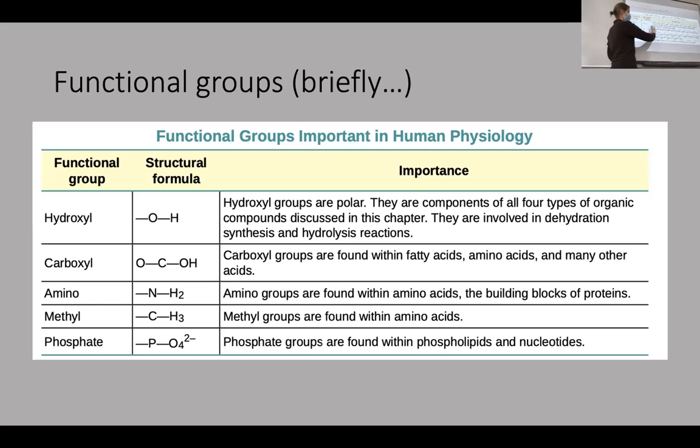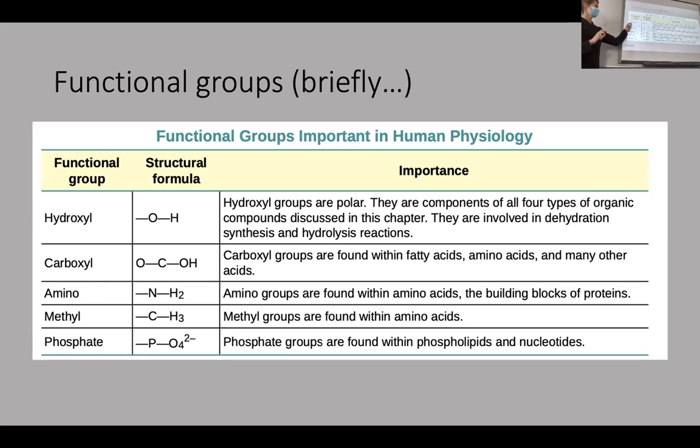The importance over here, if that helps you remember something about their structural formula or their name, that's for your knowledge, but I'm not going to ask you specifically the characteristics that they impart to these different molecules. So you don't have to worry about the importance unless it's of interest to you.